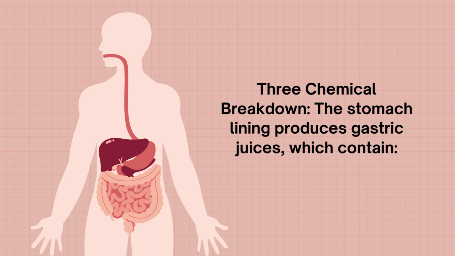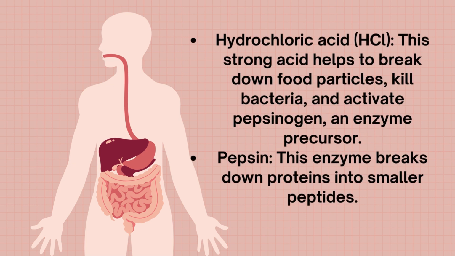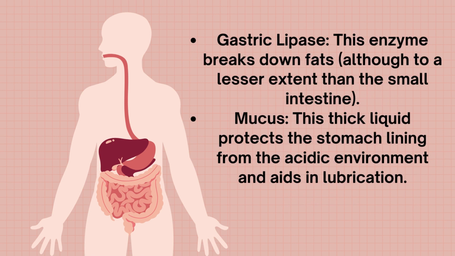3. Chemical breakdown. The stomach lining produces gastric juices which contain hydrochloric acid, HCl. This strong acid helps to break down food particles, kill bacteria, and activate pepsinogen, an enzyme precursor. Pepsin. This enzyme breaks down proteins into smaller peptides. Gastric lipase. This enzyme breaks down fats, although to a lesser extent than the small intestine.